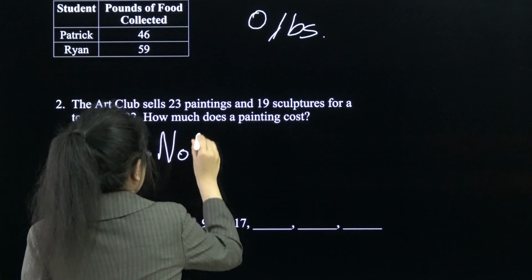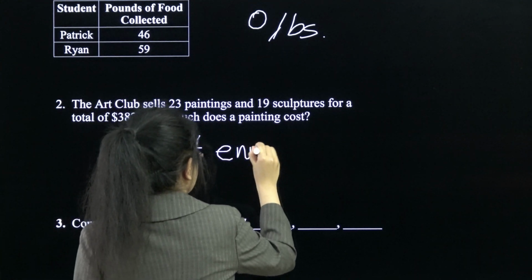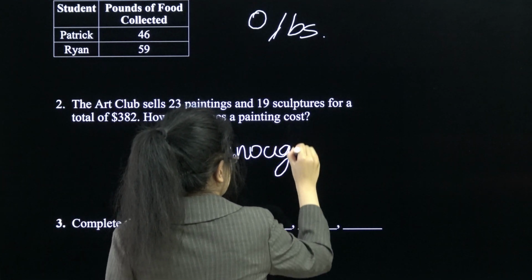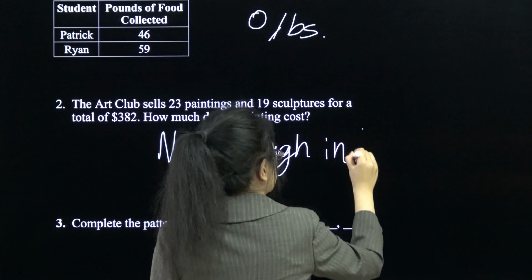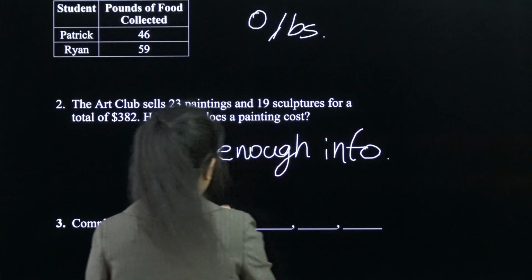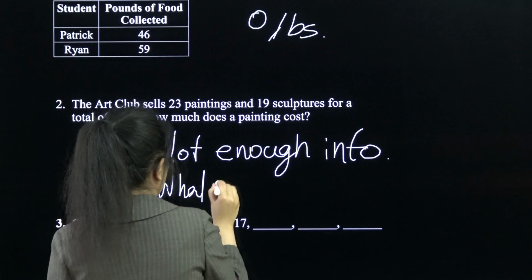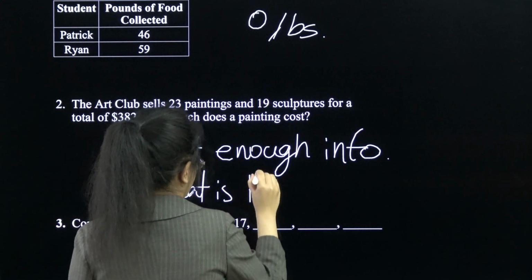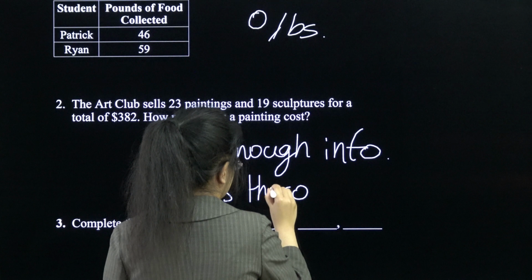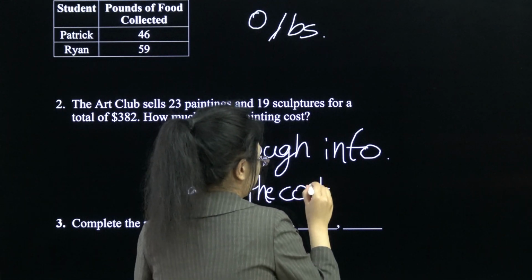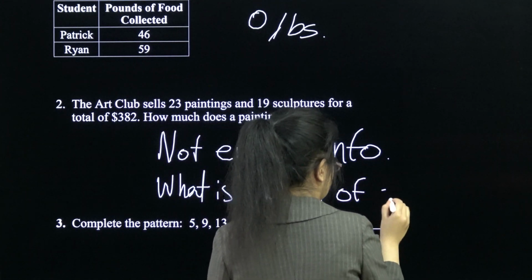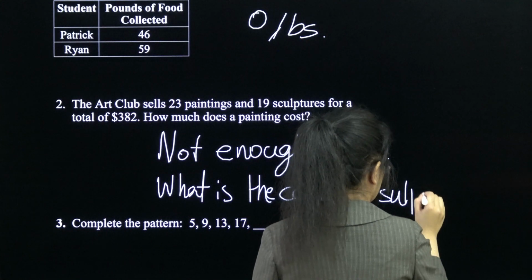Not enough info. What is the cost of a sculpture?